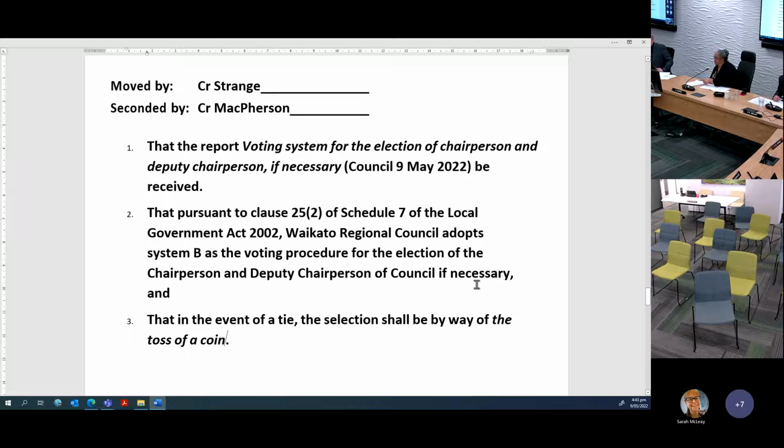So who's moving that last one? Same? All those in favour of 1, 2, and 3 with the amendments that are there? Yep. Awesome. Nobody against? Last, page 15 is a requisition to appoint a new chairperson. Thank you, Madam Chair.